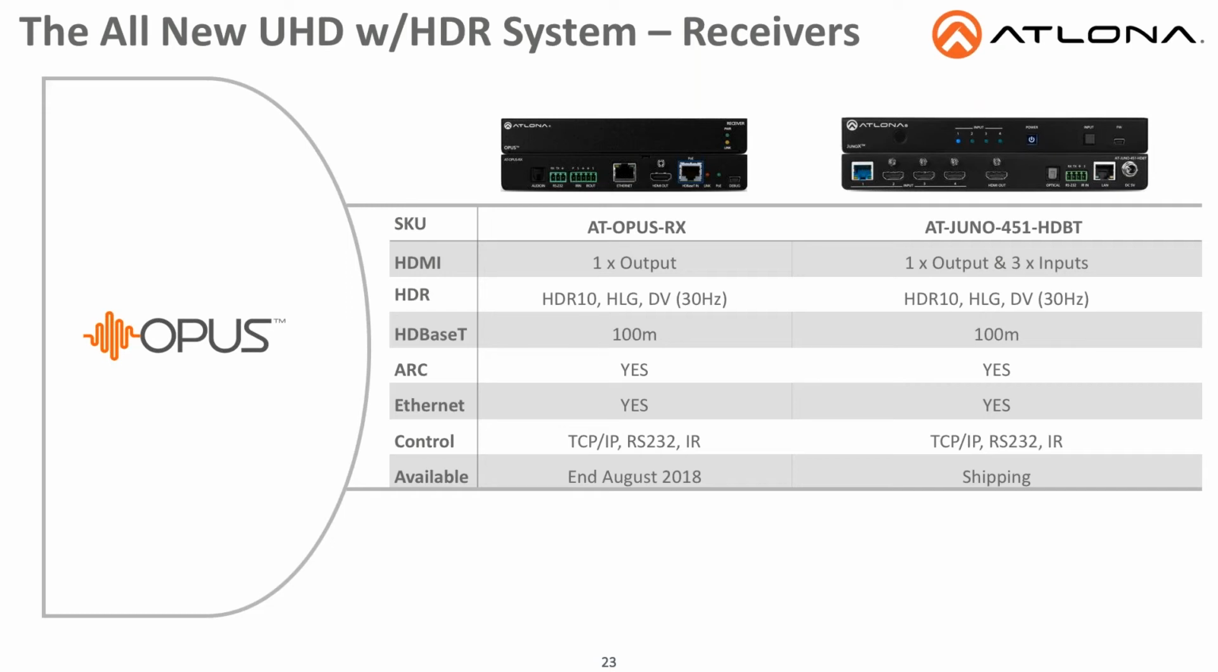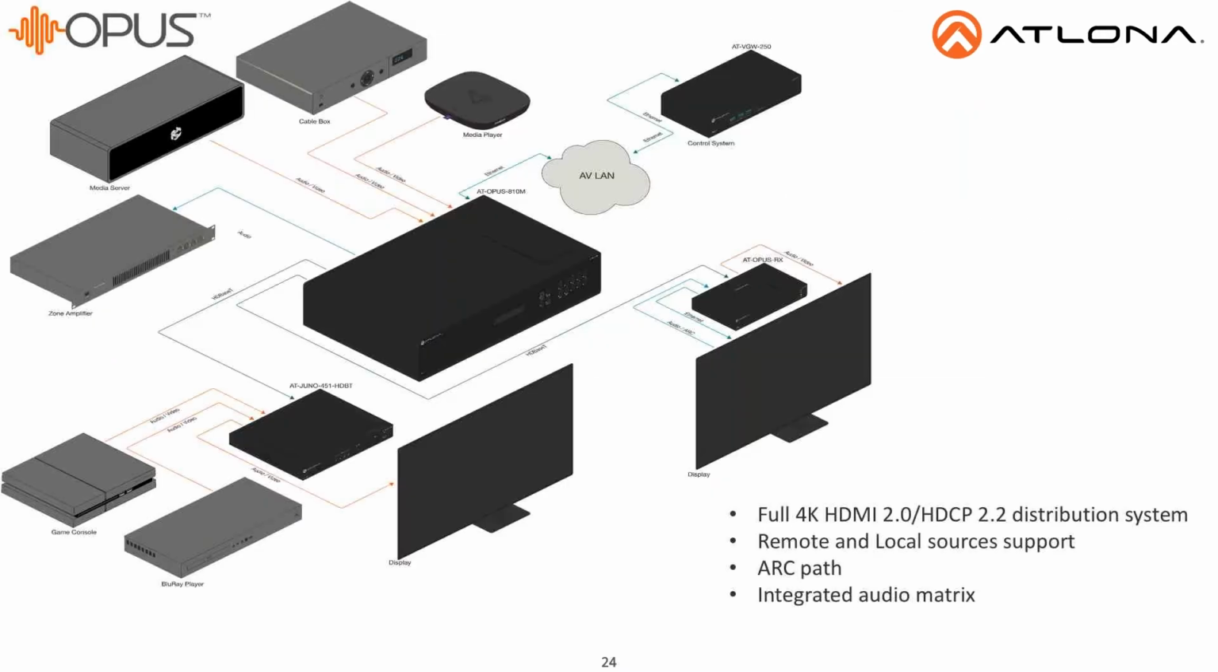So you can actually use one of those HDMI outputs, or again, use an extender receiver set and go into this Juno 451 switcher, which will also receive that HDR content with no problem. And I want to show you an example of what that might look like. So in the center here, we have our Opus switcher, and it is sending signal just straight to the receiver, the Opus receiver, to go to this display.